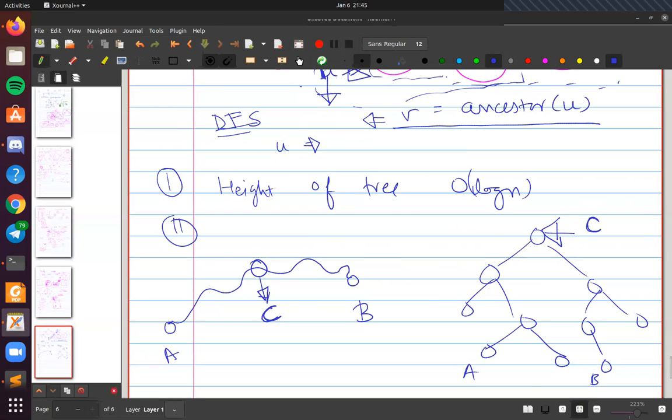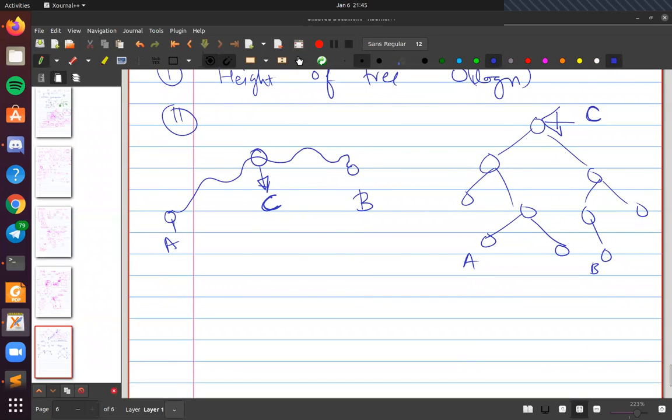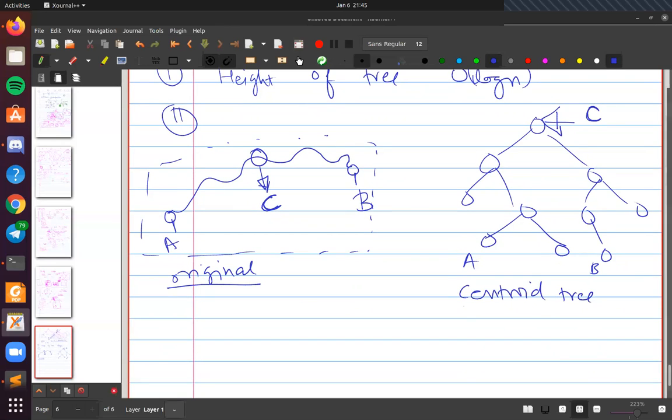This is the property. I repeat again. For any two nodes A and B in the original tree, this is my original tree and this is my centroid tree. Now C is the LCA of A and B in the centroid tree. Then my claim is C will be present in between the path of A and B.